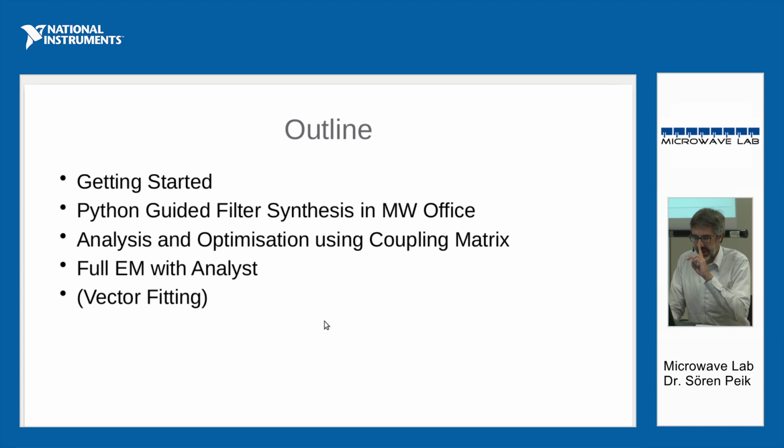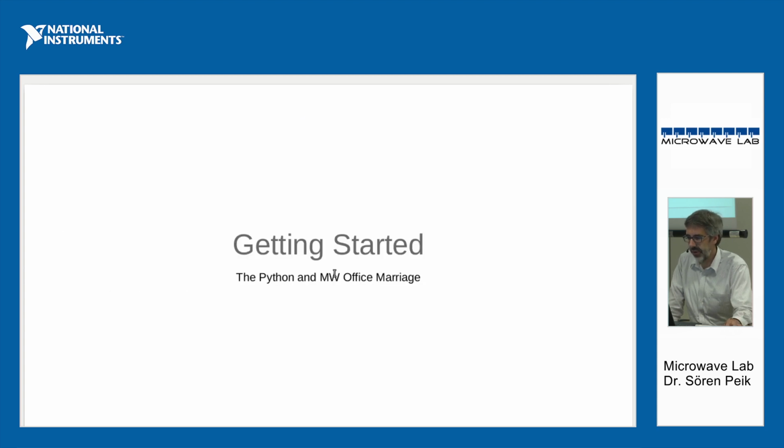I would like to concentrate on two or three things. First, how to do the Python integration. Second, how to do analysis and optimization using coupling metrics, using this Python back end, and doing a full EM with Analyst, or actually with Analyst or with AXIEM. I did it and integrated the whole thing. And if you have some time left, I would like to mention vector fitting, which is a rational function approximation method.